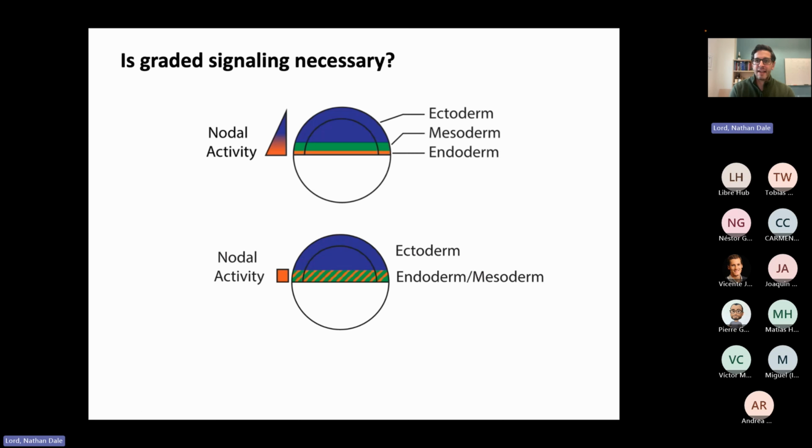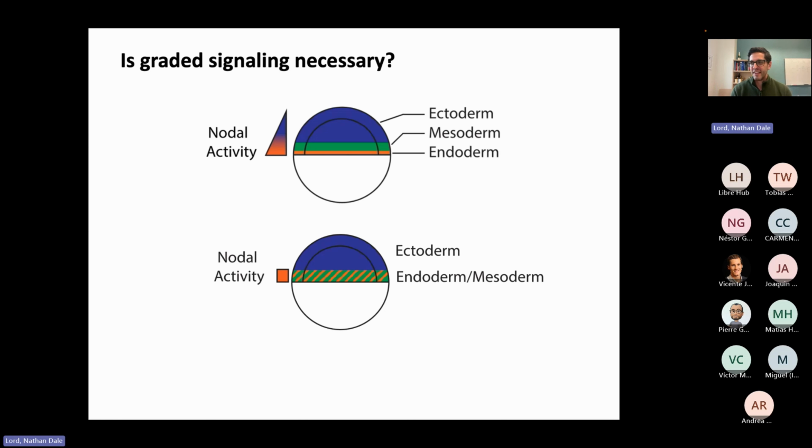Okay, so that's basically everything I wanted to share with you guys. I think we're finally at a place where we can start to evaluate this original model where we have a gradient that gives rise to the endoderm, the ectoderm, and the mesoderm, and actually ask to what extent is that actually required for development, and to what extent does that maybe just reflect constraint?